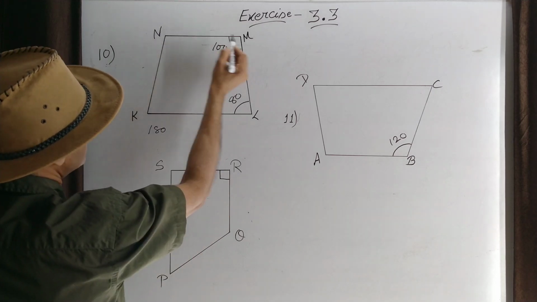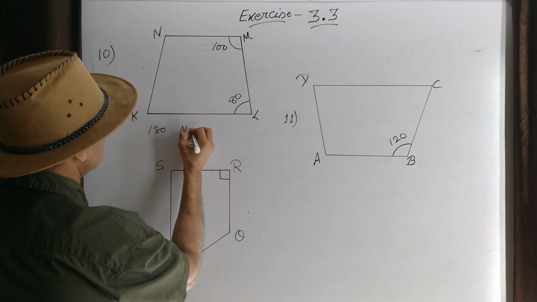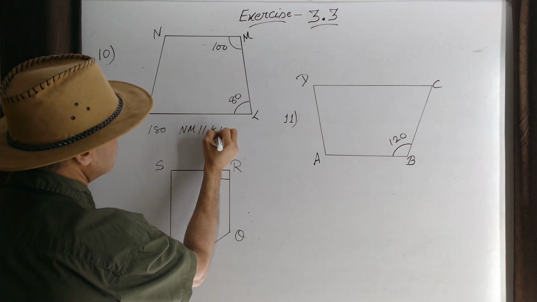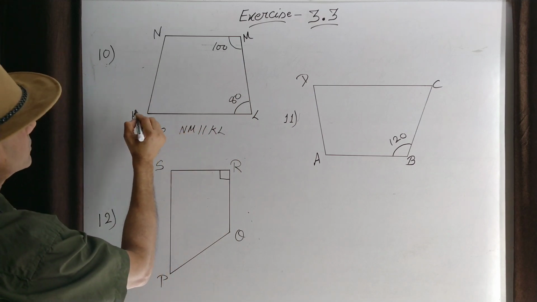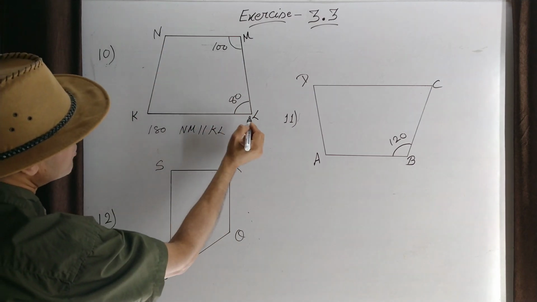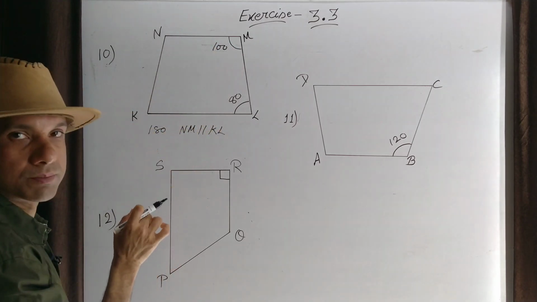So NM is parallel to KL. This is a trapezium because we can see KN is not parallel to NM. Only two sides are parallel to each other. Clear?